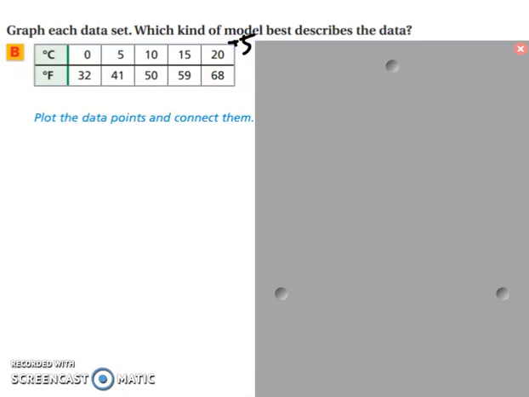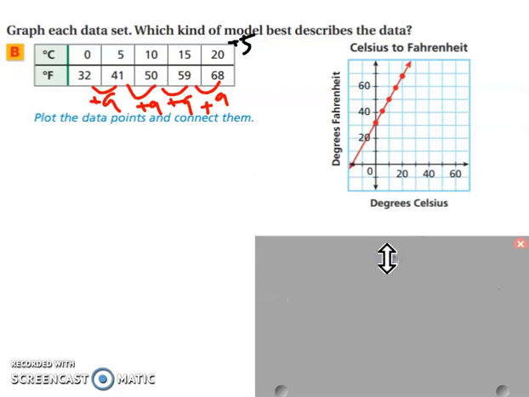Okay. Do we have a constant change in our y's? We go 32 to 41. Well, I added 9. 41 to 50, I'm adding 9. 50 to 59, I'm adding 9. Look at that. We're finding that we're going to be having a linear model here because we have a constant slope. Well, let's verify it. Look at that. Okay, we can now verify it with the graph.